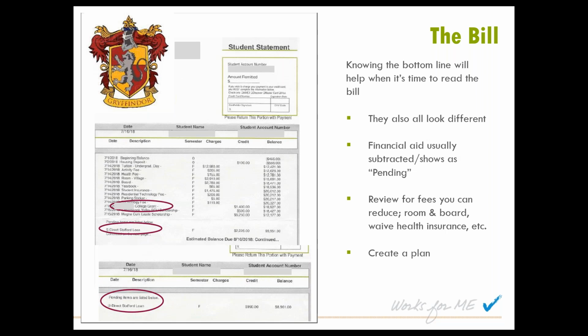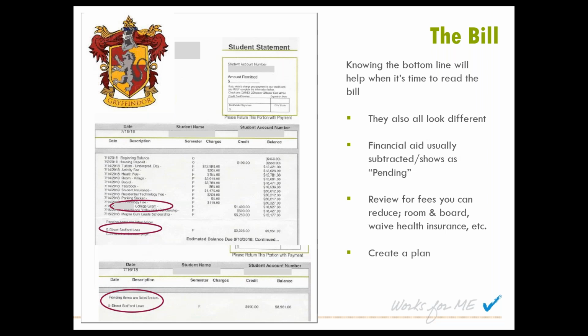The financial aid is going to generally show up as pending. Bills are usually arriving over the summer. They're due before the fall starts. Depending on what type of aid the student accepted, you may see some aid is pending because it won't have dispersed yet, but it should be clear that it will be applied to the tuition. So you'll see in the example on the screen, down at the bottom there, pending items are listed below.